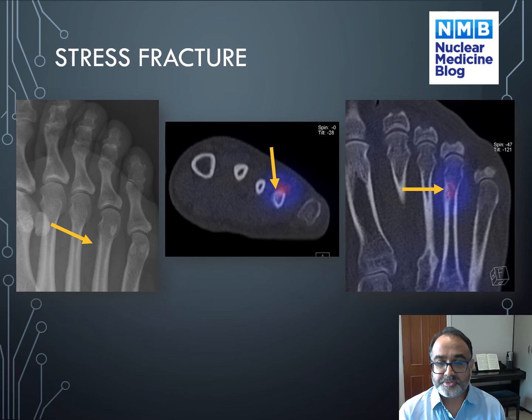In the forefoot, this is a common finding that we can see on SPECT-CT. You can see on the left image a plain film showing very subtle periosteal reaction in the fourth metatarsal. This is much clearer on the SPECT-CT where there is focal intense increased uptake and the periosteal reaction is seen on the CT. So this is a stress fracture, sometimes called a March fracture because it's due to repetitive weight bearing.